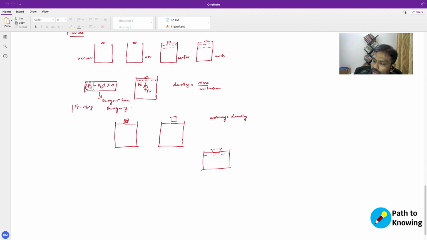But what about Fw? How do we quantify Fw? We obviously cannot take the entire mass of the water that is present in this, because as I mentioned earlier, it would be higher. It would definitely be higher, and that is not the right calculation. But how do we calculate Fw? And this is where the whole discovery of Archimedes comes into play, which we call Archimedes principle.